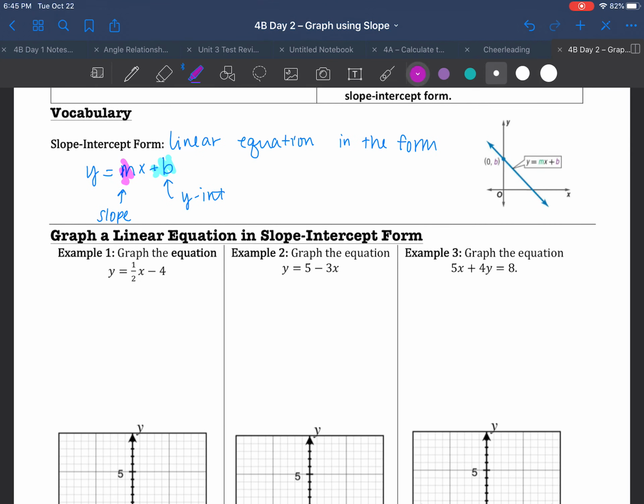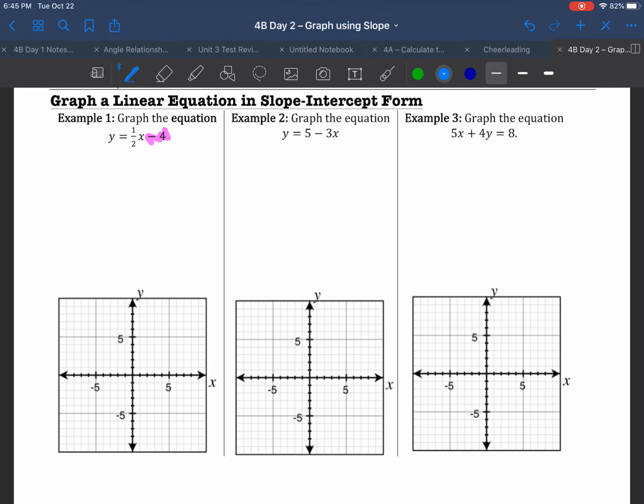So if we look at the first example, my y-intercept is -4, so we're always going to start with the y-intercept. So I'm going to go to -4 on the y-axis and put a point. And then my slope is 1/2. And we know that slope is rise over run. So I'm going up 1 and then to the right 2 because both of those are positive. So I'm going to go up 1 over 2, and I can just keep following that pattern. Up 1 over 2, up 1 over 2. Connect those dots, and there's my line.